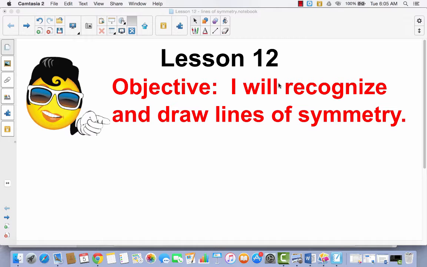Lesson 12, I will recognize and draw lines of symmetry. So the first thing I want to tell you today is that you're not going to need your math journal because you actually have an activity sheet that you're going to be using instead of your math journal.